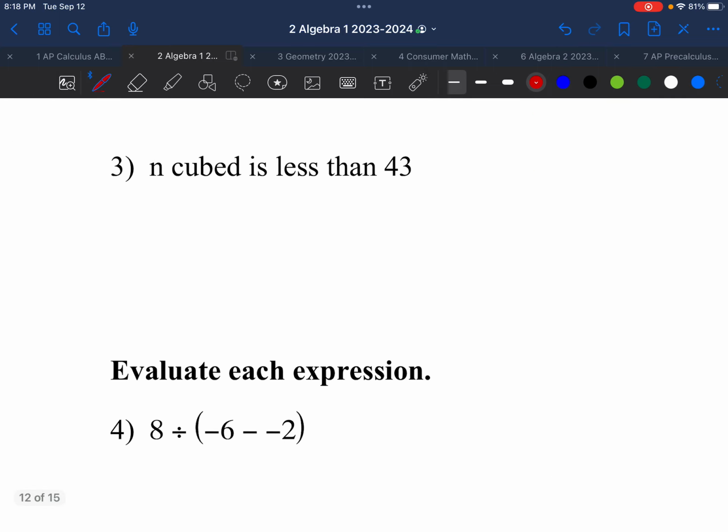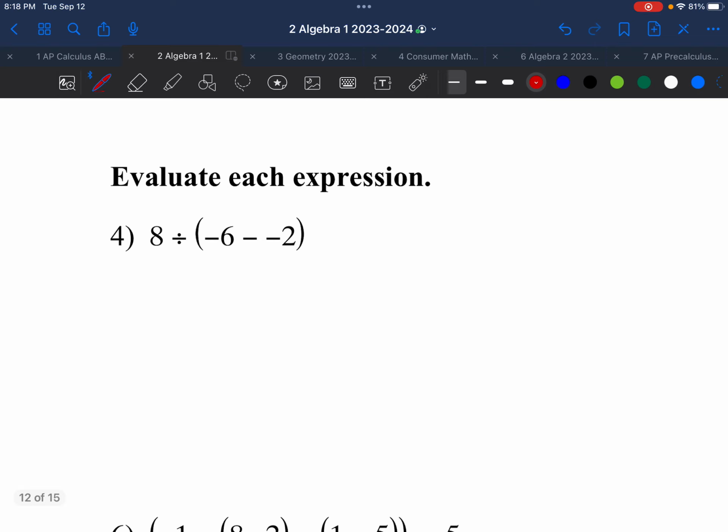And number 3, n cubed. So that's n to the power of 3. We have the word is, which is an equal to sign. And is less than. Sorry, I didn't read all of that. Is less than. And we don't have any equal to here, so we wouldn't have a line under here. And we have 43.